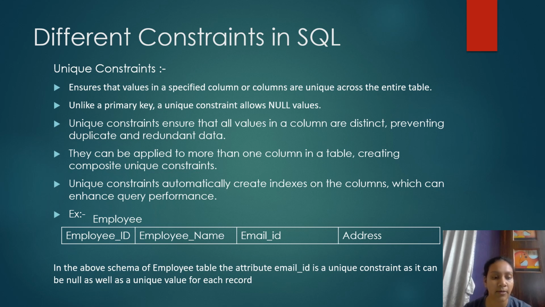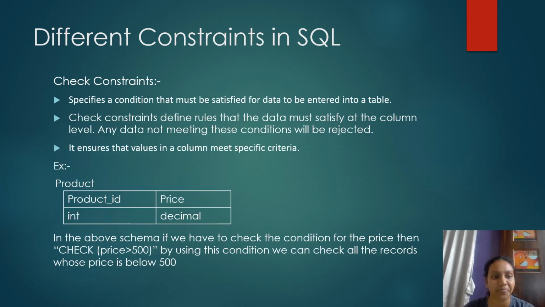Now, in the employee table, the email ID is a unique constraint, as it can be null, and each person will have a unique email ID. Each and every employee will have their own unique email ID, and it can be null as well, not like the primary key.